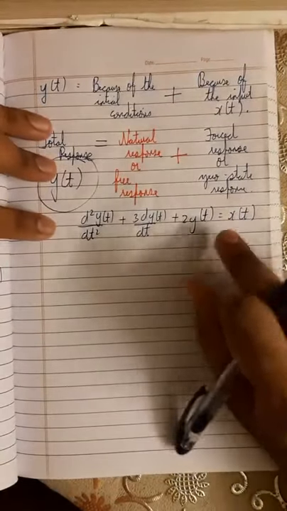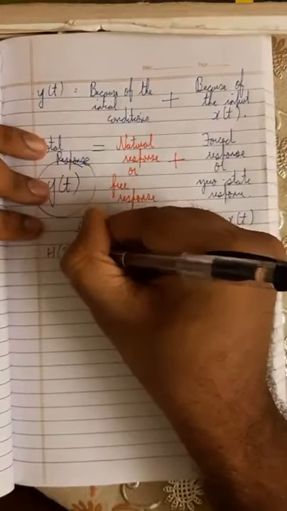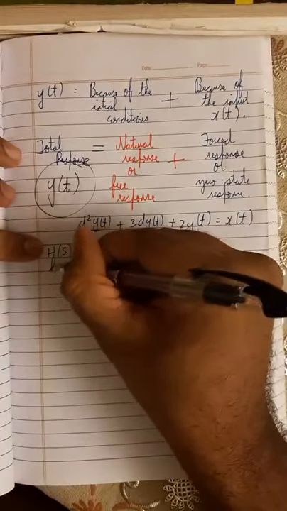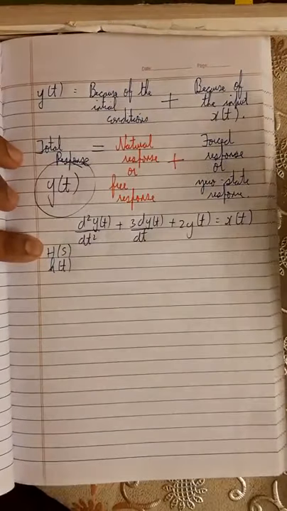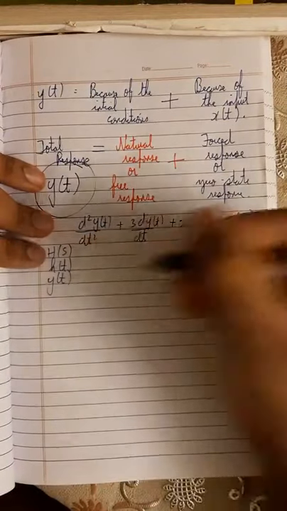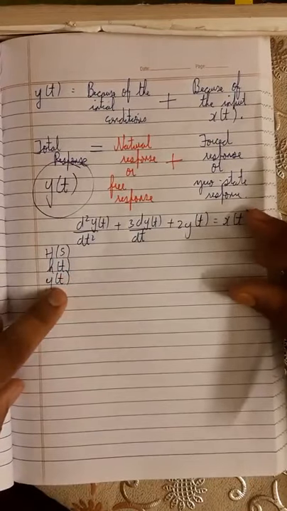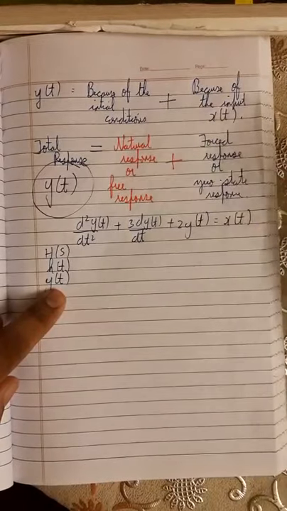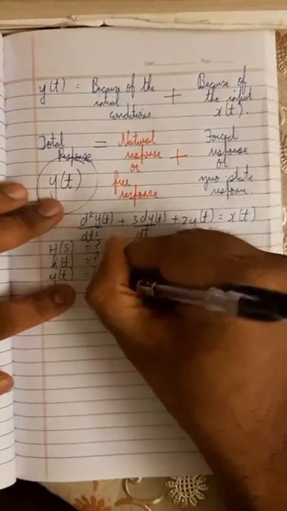Now from this differential equation, I want to find my h of s, and I want to find my h of t, which is nothing but your impulse response, it is nothing but the Laplace inverse of h of s. And now after this, I want to find the value of y of t. Now what is this y of t? This y of t is the output response of this system. Okay, so I want to find this, this, and this.